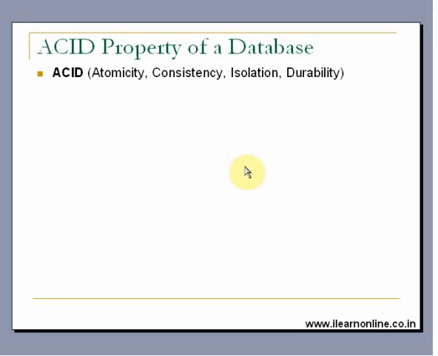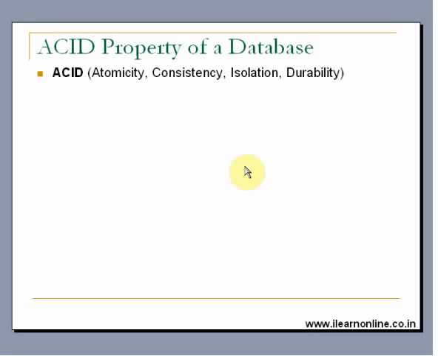Hi, in this session we will talk about the ACID property of a database. So what is this ACID property? It consists of 4 different properties which we are supposed to strictly follow while we are creating the databases through which we maintain the data of any business. So ACID: A for atomicity, C for consistency, I for isolation, and D for durability.